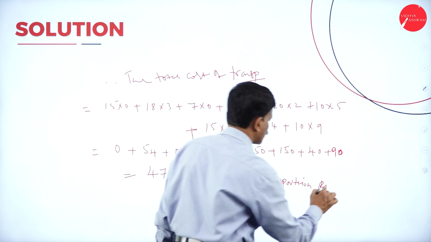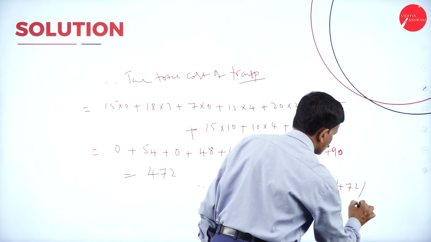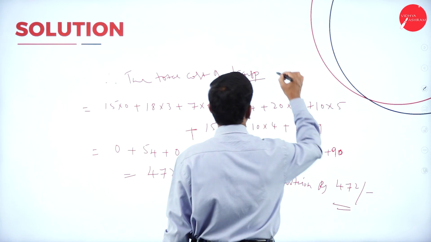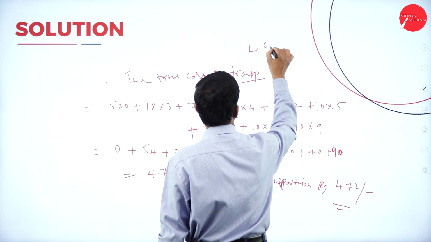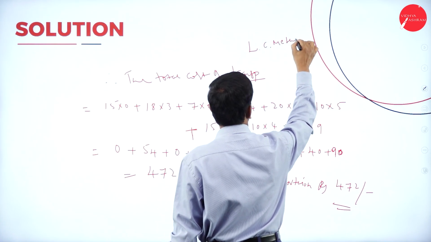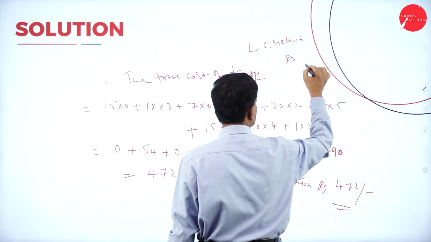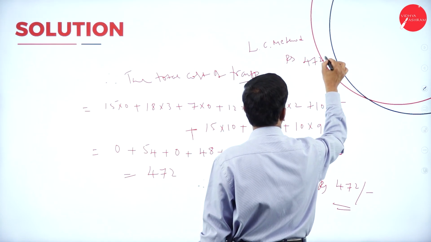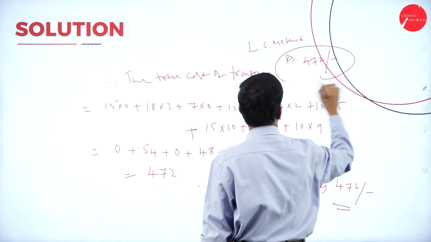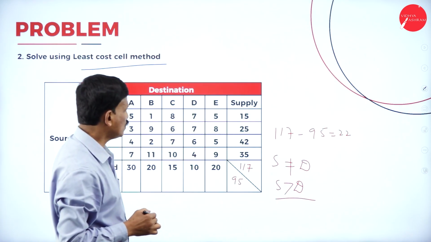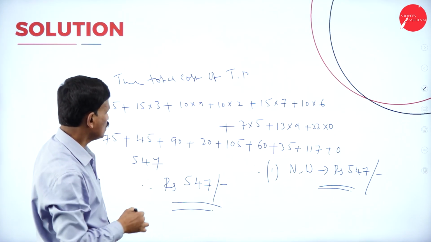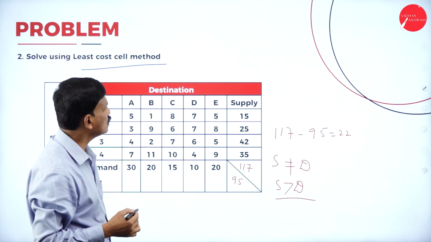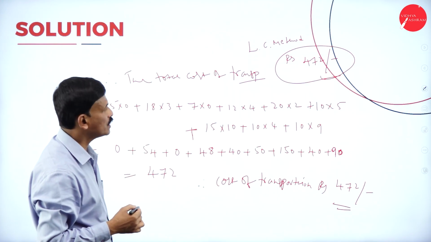So therefore the cost of transportation is rupees 472. In the least cost method, the answer we are getting is rupees 472. In the first method, what was the answer we got? 547. So in the second method it is 472.